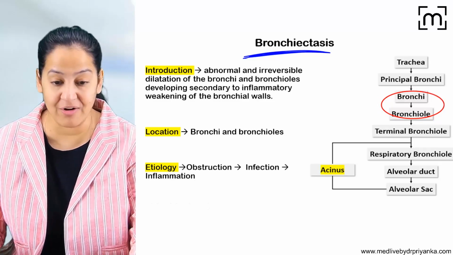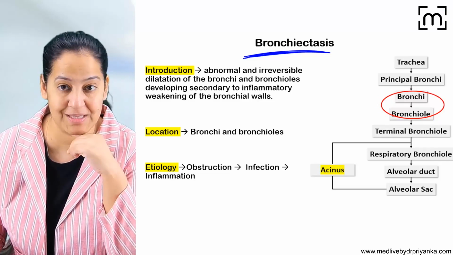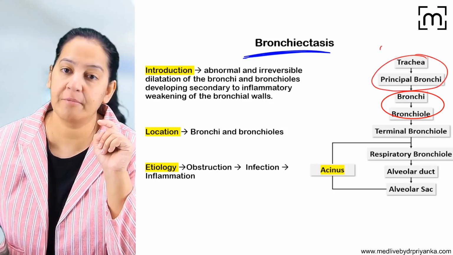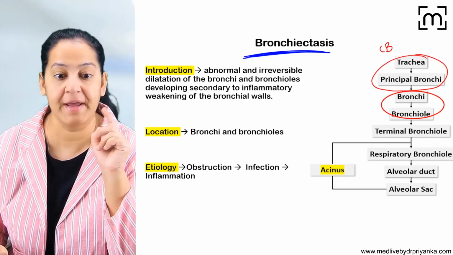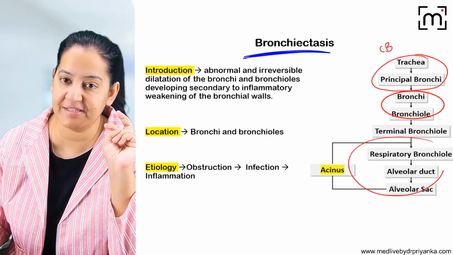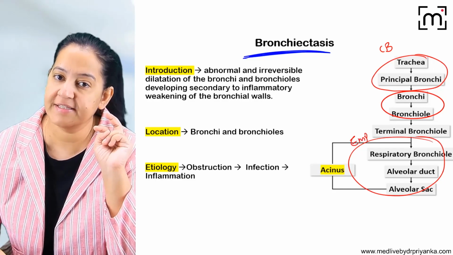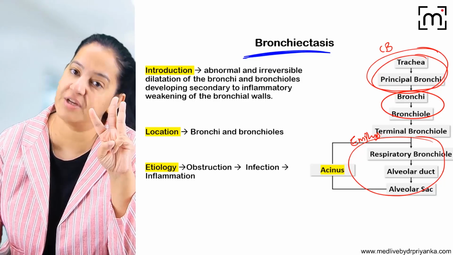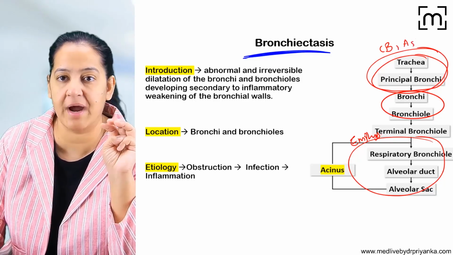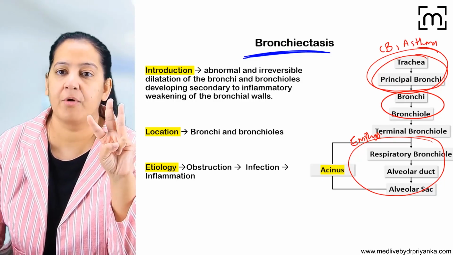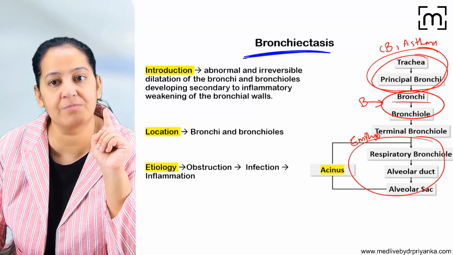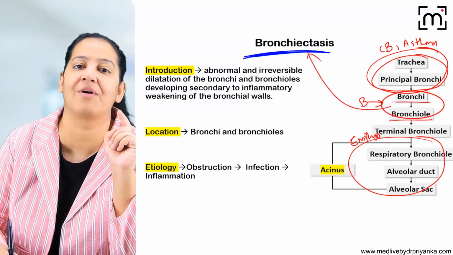I request you to have a look at the level of obstruction of all 4 COPDs. In the first COPD, chronic bronchitis, the level of obstruction was trachea and bronchi. The second, emphysema, the level of obstruction is acinus. The third, asthma, the level of obstruction is the same as chronic bronchitis, that is trachea and bronchi. And now in bronchiectasis, the level of obstruction is bronchi and bronchiole. That's why it is known as bronchiectasis.